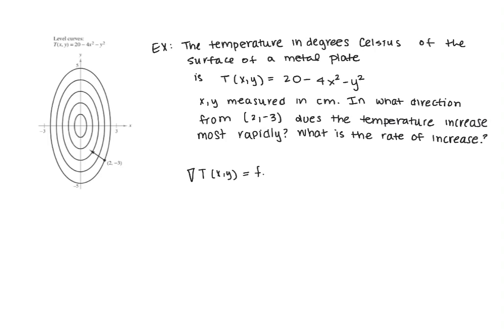So we're going to find the gradient, which is the partial derivative with respect to x times i plus the partial derivative with respect to y times j. The first thing I need is the partial derivative with respect to x, which is negative 8x, and the partial derivative with respect to y is negative 2y. Now I'm going to plug that into my gradient formula. So the gradient of T(x, y) is negative 8x i minus 2y j.